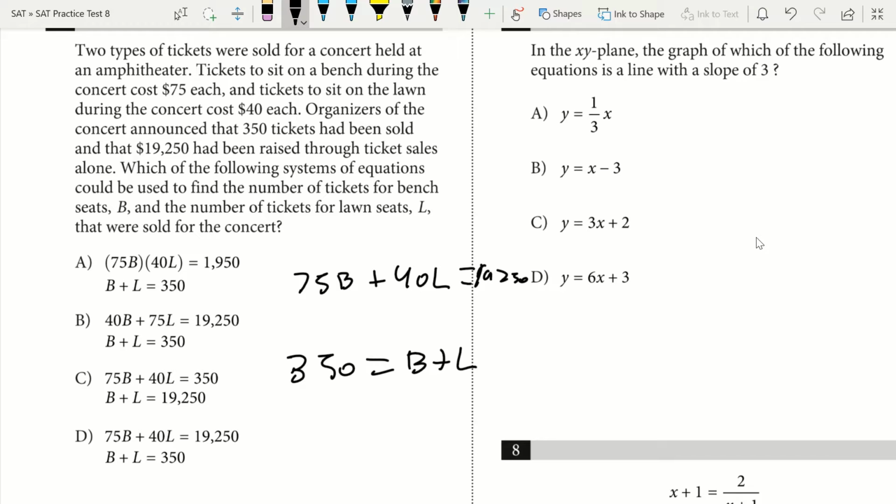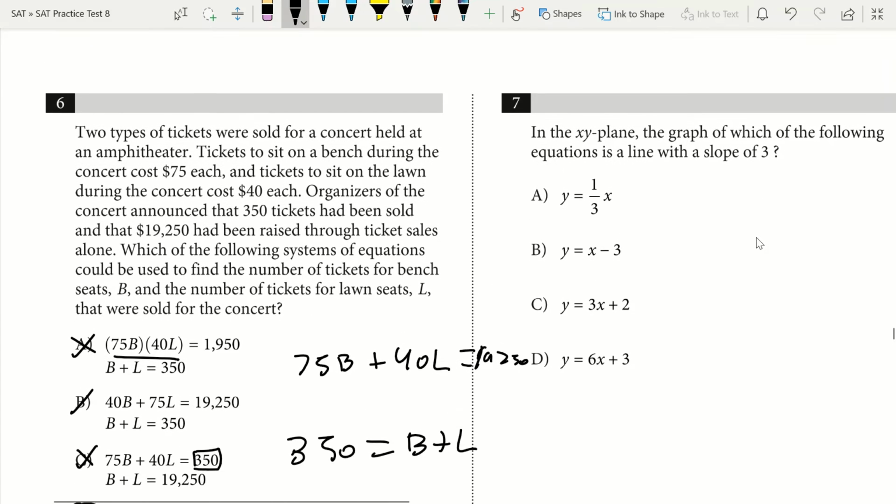Which of the following systems could be used to find the number of tickets for bench seats and the number of tickets for lawn seats that were sold at the concert? Well, as you can see, I put it down here. So we're not going to multiply 75B by 40L. We're not going to have 40B because each bench seat costs $75, not 40. And we're also not going to have that equal 350, right? That 75B plus 40L has to equal our total revenue. So that's not going to equal that. And B plus L will equal 350. D matches what we wrote as we went through the problem, so that's our answer.